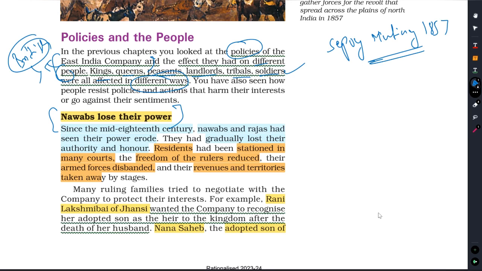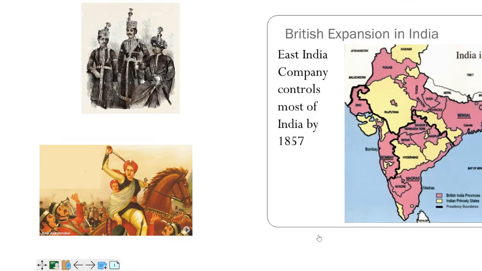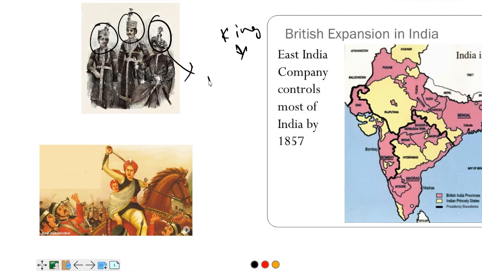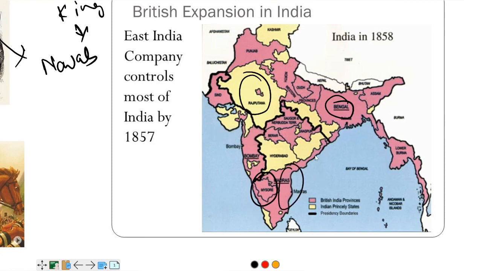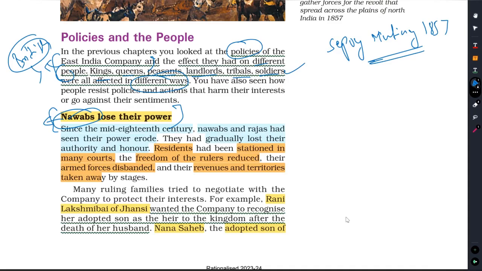Nawabs lose their power. Who are Nawabs? See, Nawabs are the rulers of small regions in our country in those days. See, this whole part of India used to be under the control of a big king. Under this king, these Nawabs used to rule small areas like this. See, this is the Rajputana region, this is the Bengal region, Mysore region, this is Madras, like this. These are the small areas which used to be ruled by these Nawabs.